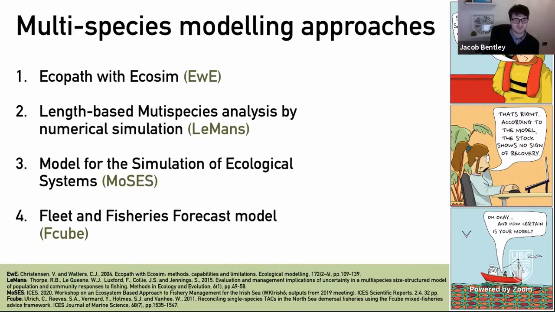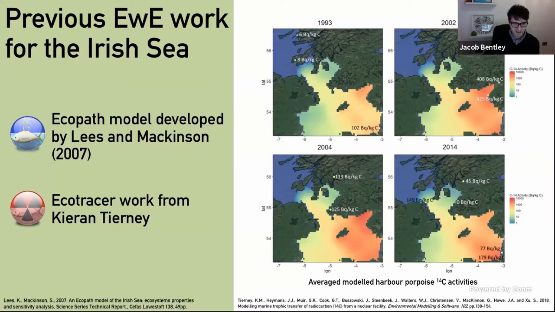So previous work in the Irish Sea, before we started, Steve Mackinson at CEFAS had built an Ecopath with Ecosim model for the Irish Sea, which at the time of WKIrish was being used by Kieran Turley with some Ecotracer work. If you get the chance to read his paper, it's really cool. There's some videos to show. So what Ecotracer does is there's a plugin in Ecosim now, in Ecopath with Ecosim, where you can track contaminants through the food web as they bioaccumulate. In the Irish Sea, there's a nuclear waste facility called Sellafield, which pumps carbon 14, I think, into the ocean, and Kieran was tracking that through the food web, ground truthing it with samples from marine mammals he found. So that was really, really good.